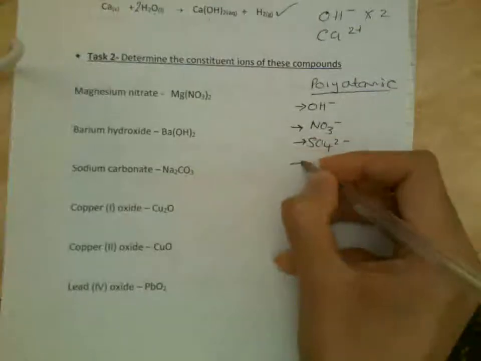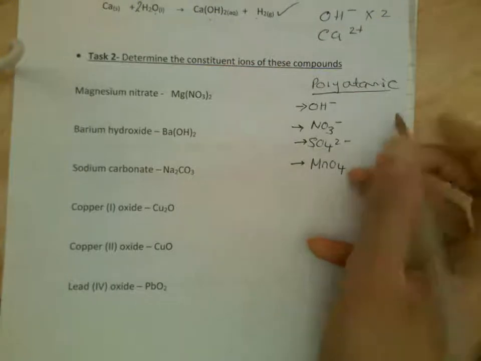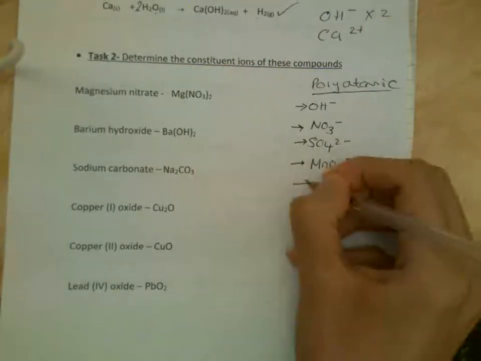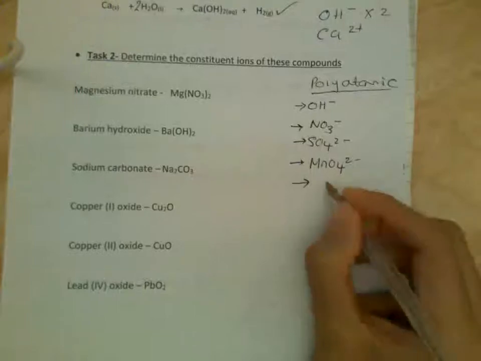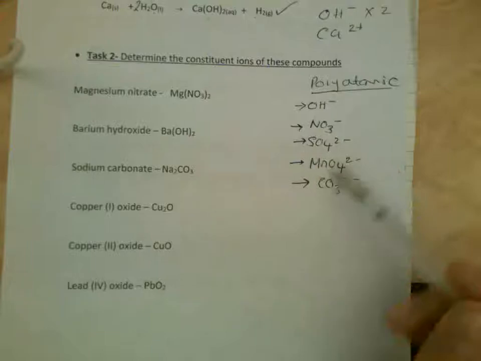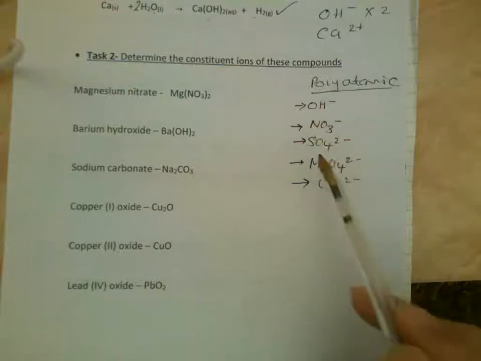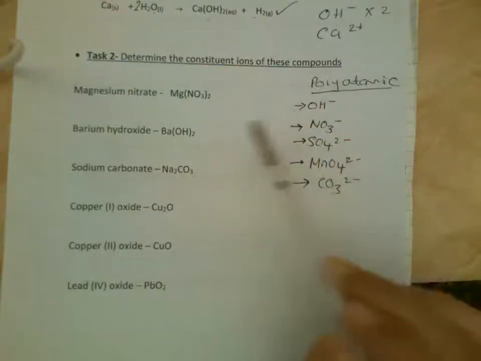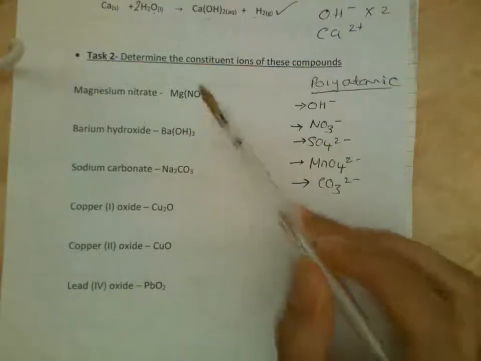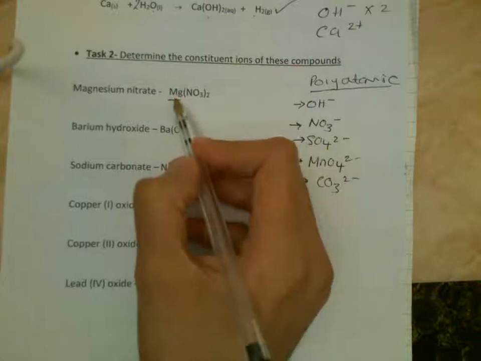Now the other ones I wanted you to remember were MnO4 minus, and I also wanted you to remember the carbonate ion. So just a few ions for you to remember. It'd be best if you committed these to memory, because they will help you solve questions like this. Now the first one, the dead giveaway here is you've got yourself a familiar metal. You've got magnesium.